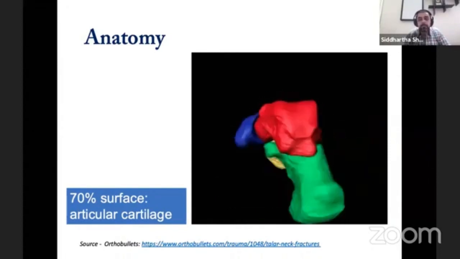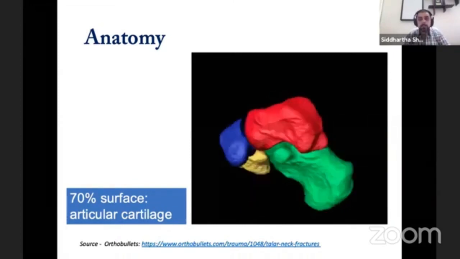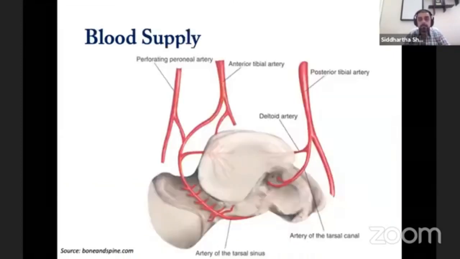Now, the blood supply is very important. It's also a very important examination and viva voce question. The most important supply to the talus comes from the posterior tibial artery, and this is by means of the deltoid artery and also through the artery of the tarsal canal. Now, please remember, in case of a displaced talus neck fracture, the deltoid artery may be the only remaining source of blood supply. The anterior tibial artery gives off the artery of the tarsal sinus, which anastomoses with the artery of the tarsal canal. The perforating peroneal artery, I would say, is the least important source of supply because it is so variable.